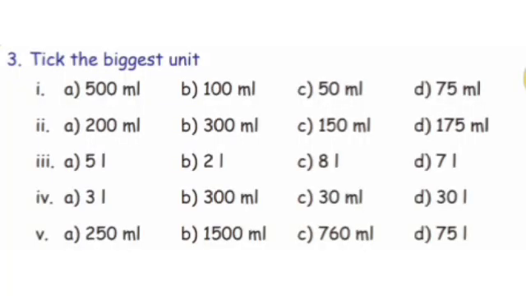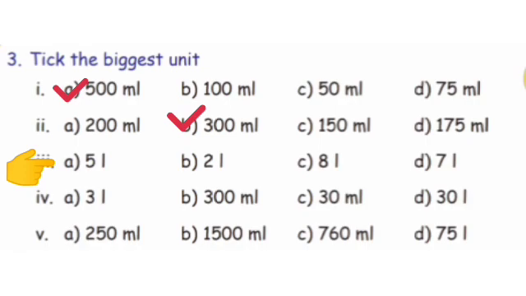Next one, tick the biggest unit. First question, 500 milliliter, 100 milliliter, 50 milliliter and 75 milliliter. Children, among these we have to tick the biggest unit. So here 500 milliliter is the biggest unit. So we have to put a tick mark. Second one, 200 milliliter, 300 milliliter, 150 milliliter and 175 milliliter. Among these, which one is the biggest unit? Here 300 milliliter is the biggest unit.